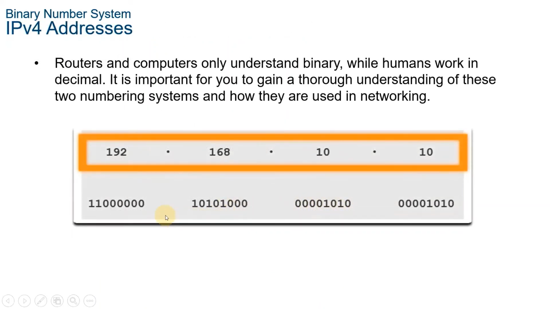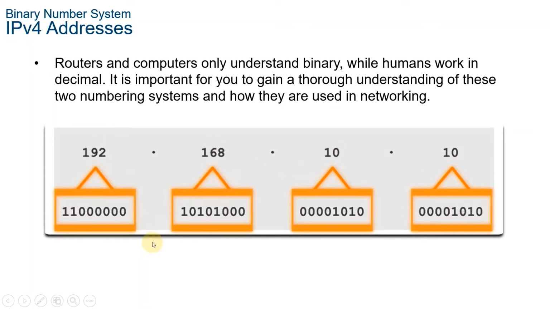So, IPv4 addresses. As mentioned in the beginning of this topic, routers and computers only understand binary, while humans work in decimal. It is important for you to gain a thorough understanding of these two numbering systems and how they are used in networking. What you can see here on the figure is a dotted decimal address, 192.168.10.10.